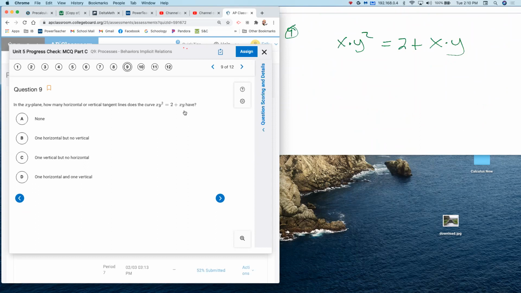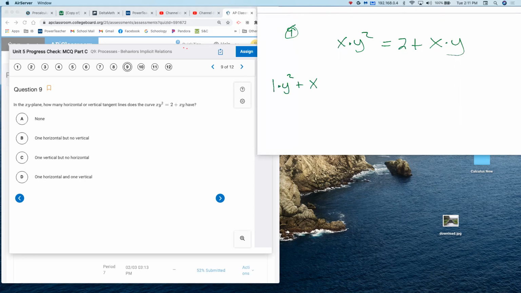That's why you got to go back and look at this. We still have to know how to take the derivative of these. We're going to have to use the product rule because there's a multiplication here and there's multiplication here. So if I differentiate the left side, I would have 1 times y squared plus x times 2y times y prime.